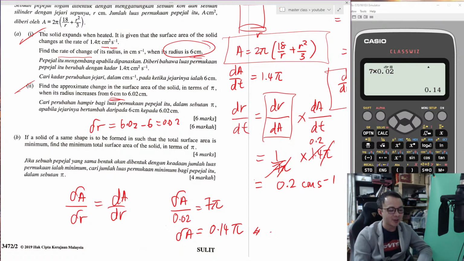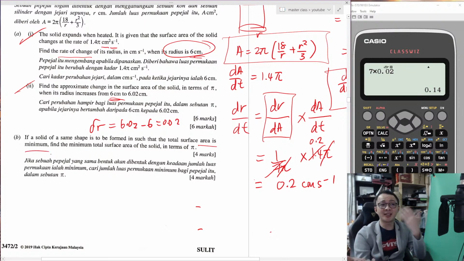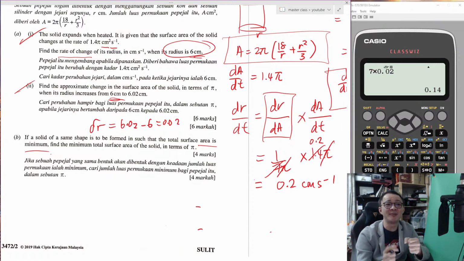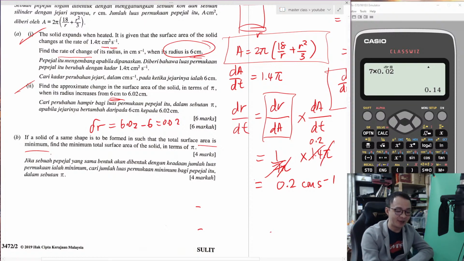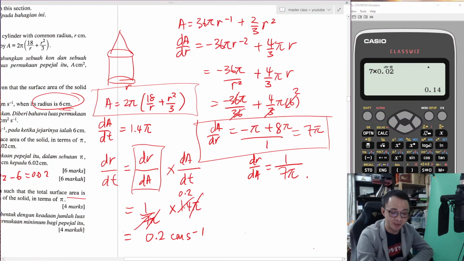Alright, for part B, if a solid of the same shape is to be formed such that the total area is minimum, find the minimum total surface area in terms of pi. So right now, we want to find the minimum total surface area. Basically, I don't care whether the area is maximum or minimum. Minimum or maximum both mean differentiate and I get 0. So in this case, dA/dr will be 0. I will just take my dA/dr, which is before I sub the 6 into it. So it should be this one.